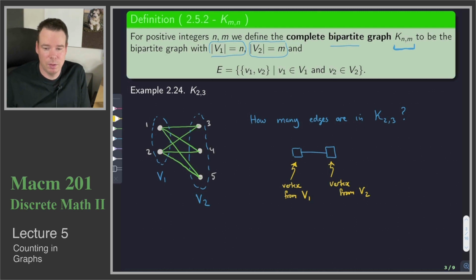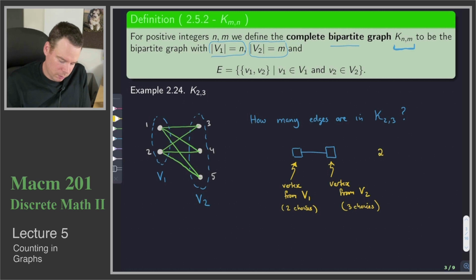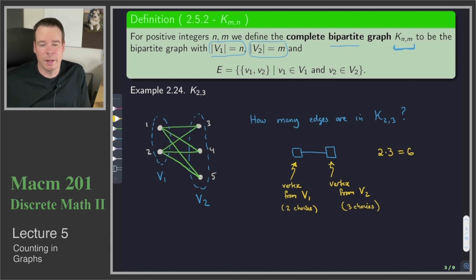For that first slot, how many choices? If it's a vertex from V1, there are 2 choices to fill that slot. And this one is going to be filled with a vertex from V2. There are 3 choices for that slot. So there are going to be 2 times 3 ways to fill those 2 slots. Now I have to think, did I overcount? Did I count the same edge twice 2 different ways? No, because I'm just looking at this as an edge.